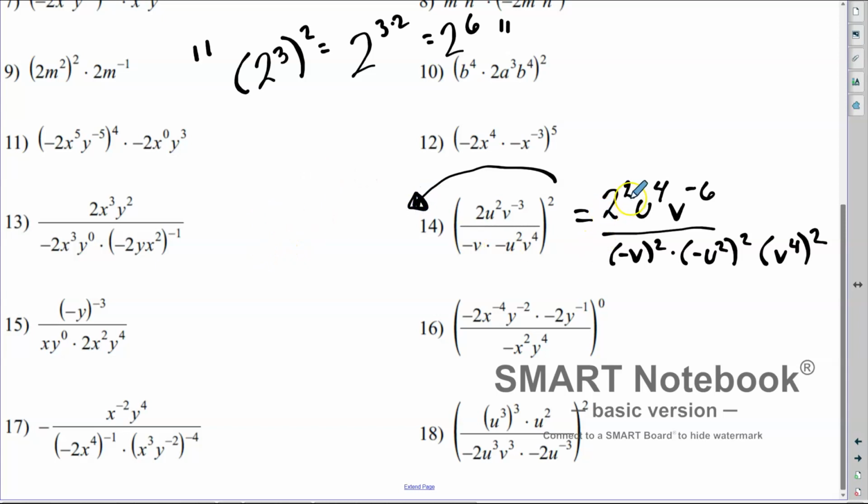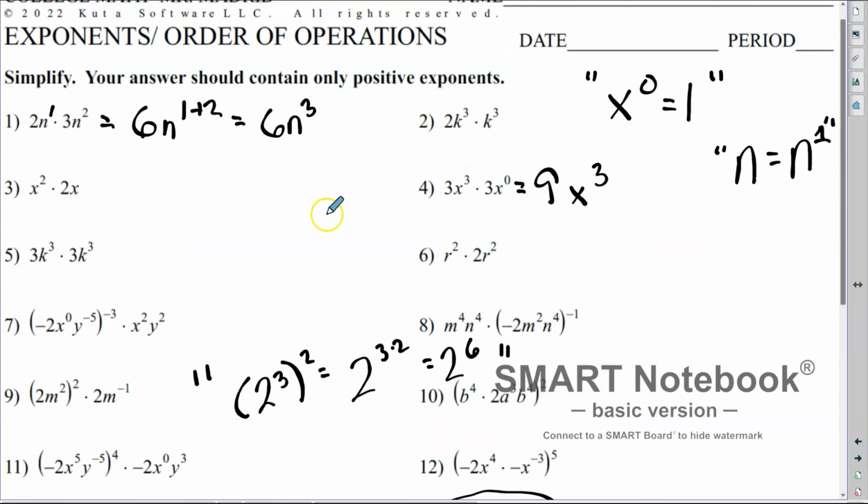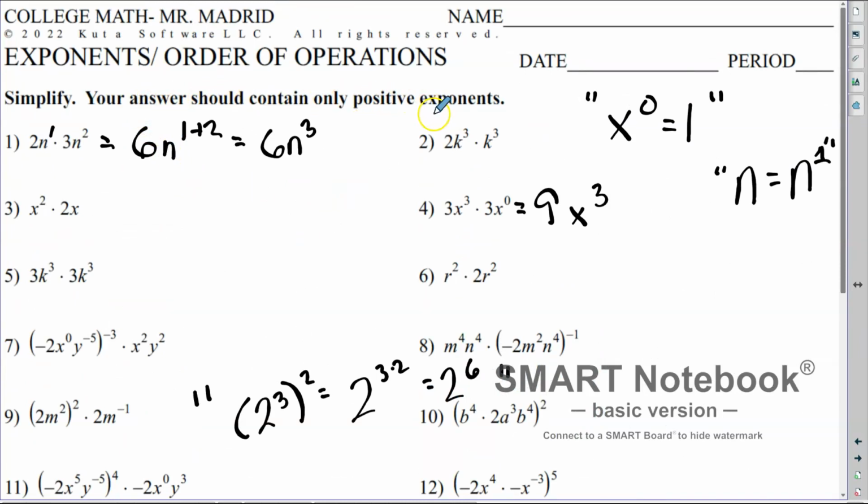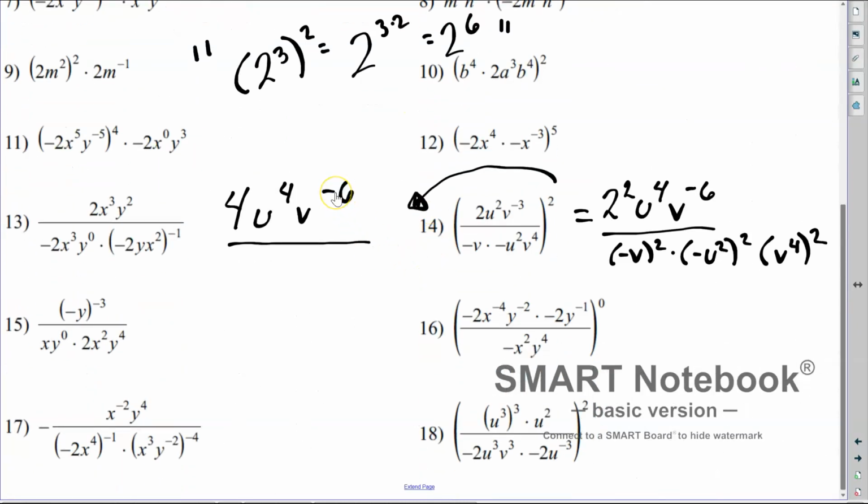All right, so 2 squared is 4. u to the 4th. v to the negative 6. Okay. Now, before I continue, remember what the instructions were: your answer should contain only positive exponents, okay? So this one's negative. Pay attention to how I'm going to deal with that in a bit, okay? Let me just go and finish this off. This is v squared. This is u to the 4th. And this is v to the 8th, okay?